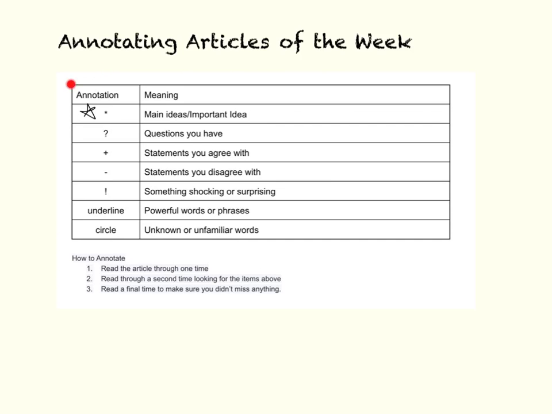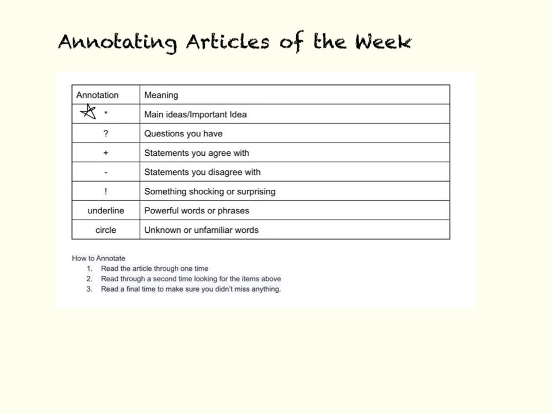When you do an annotation, you don't necessarily have to have all of these things in your annotation. It's just some things to help guide you in what you would be looking for. So you're looking for some main ideas. Write down any questions you have, any statements in the article that you agree with, any statements you disagree with, anything that is surprising or shocking. Anything you feel is very powerful, written really cool, you would underline, and then you would circle anything unfamiliar or any passages that are unfamiliar.